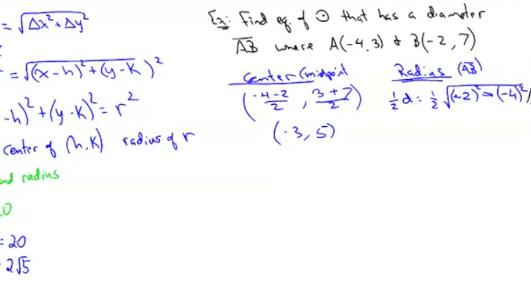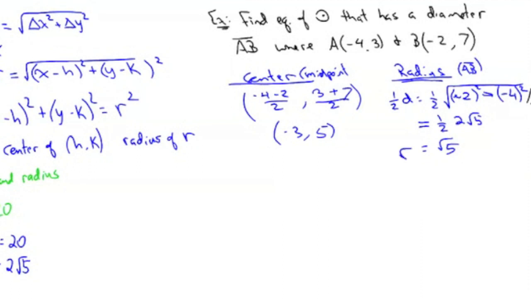So this is 4, 16, that becomes 20. Yes, that's 4, that's 16, that's 20. Square root of 20, we already said, was 2 square roots of 5. Half of 2 square roots of 5 is just plain old square root of 5. So the radius here is going to be square root of 5.